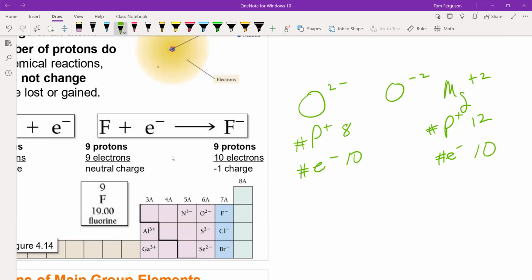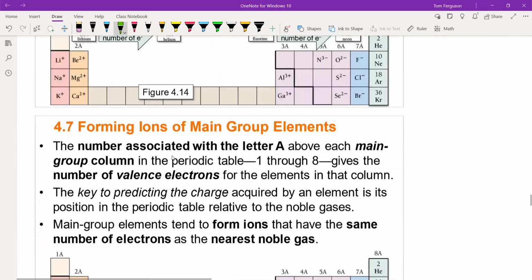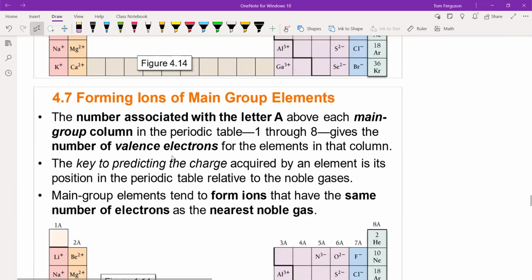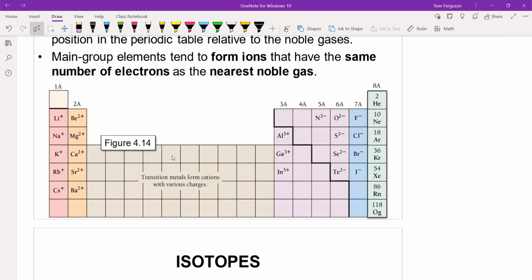Now I have some worksheets for you. I'm going to post them for practicing this. I have one where it's neutral, and the other one where there are ions. I already mentioned the four groups. We have +1 for group 1, +2 for group 2, -1 for group 7, 0 for group 8.